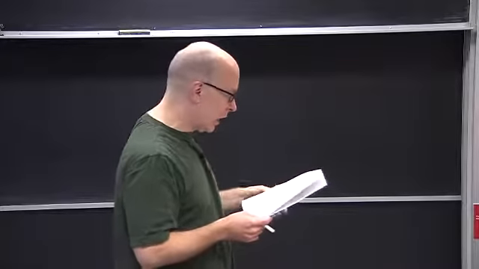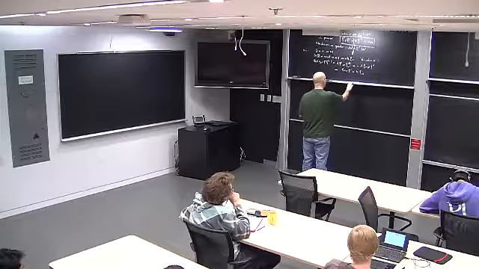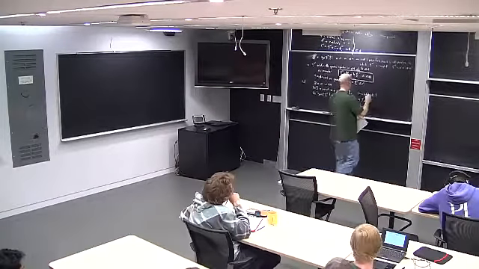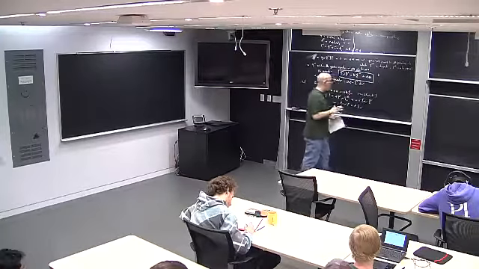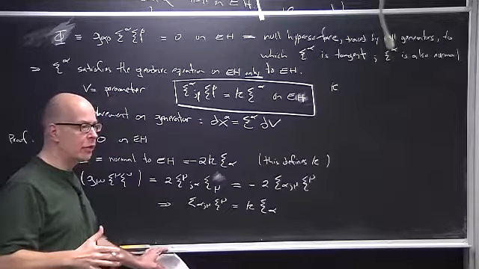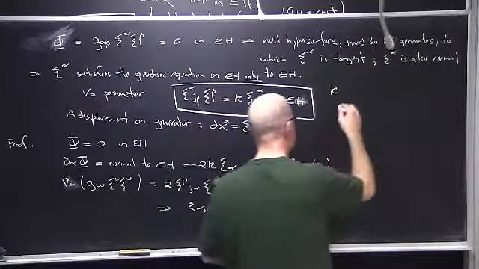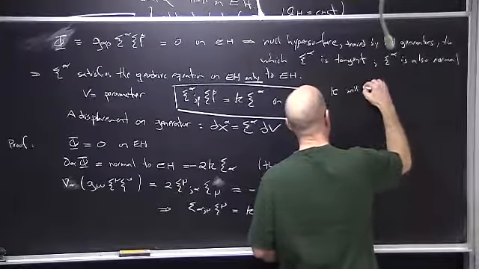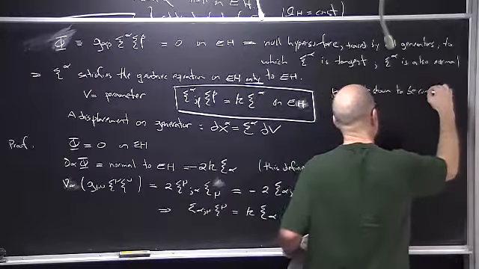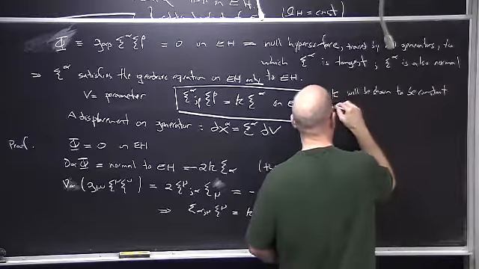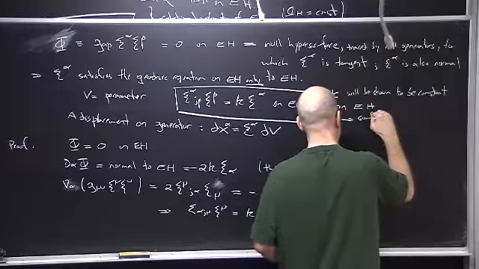All right. So kappa, as defined here, either here or here, we're going to show it to be constant on the event horizon. So that's not proved yet, but kappa will be shown to be constant on the event horizon, and it's known as the surface gravity of the black hole.